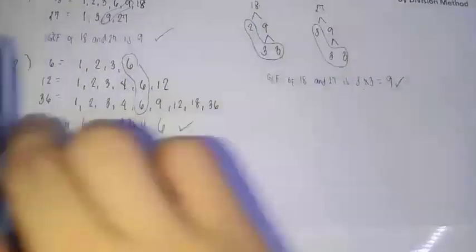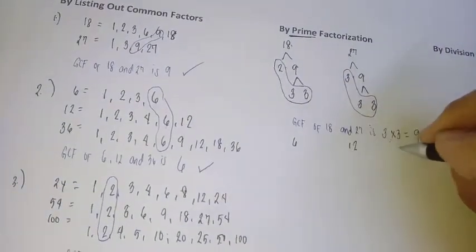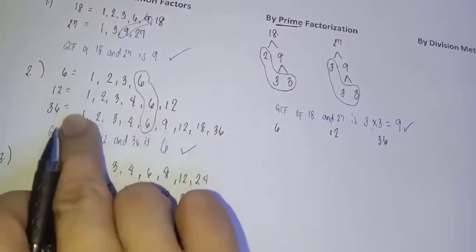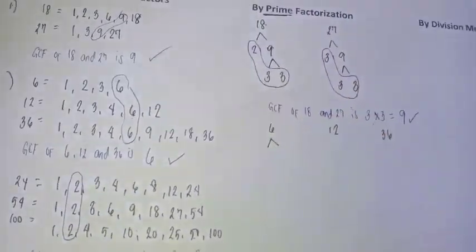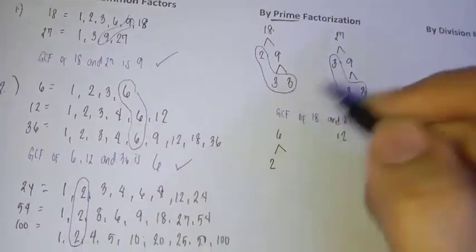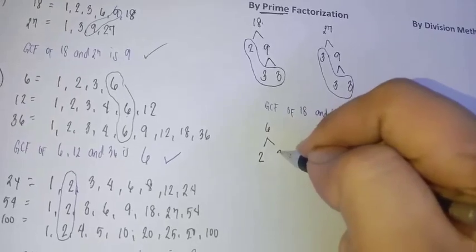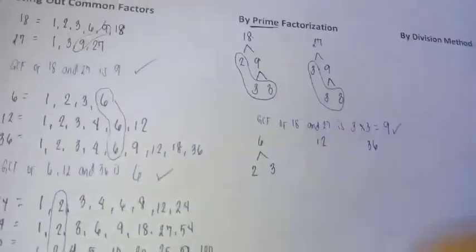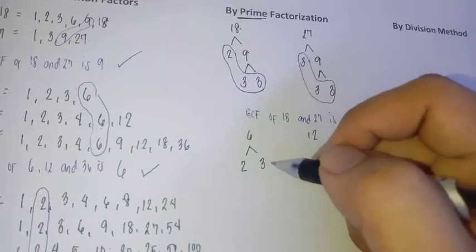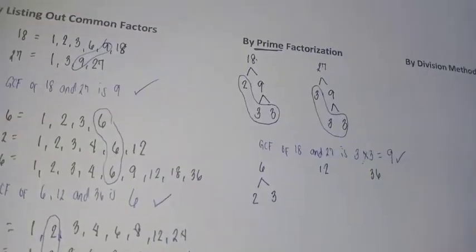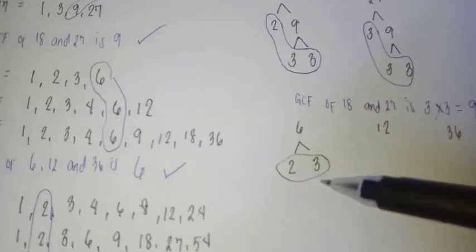So let's proceed to the second item kanina. We have 6, 12, and 36. Let's begin with number 6. Again, magsisimula tayo sa pinakamaliit na prime factor, and that is 2. Since 6 is divisible by 2, we will use 2 in this case. And the other factor is 3, since 2 times 3 is 6. We cannot factor 3 further since 3 is a prime number na. So therefore, the prime factors of 6 are 2 and 3.